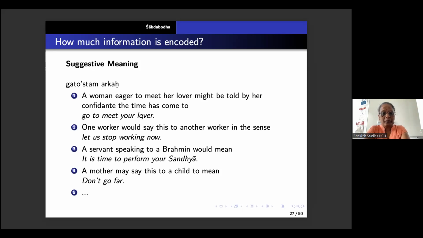Or in the case of traditional Sandhya Vandanam, a servant speaking to a Brahmin would mean, or a wife speaking to her husband may mean, it is time to perform your Sandhya Vandana, that is, the evening rituals. Or a mother may say this to a child to mean, don't go far, it's getting dark. So the same sentence, sun is setting, may mean different things to different people.